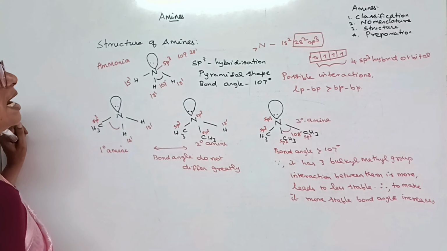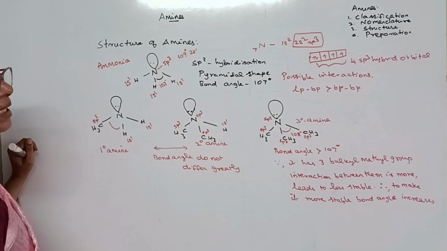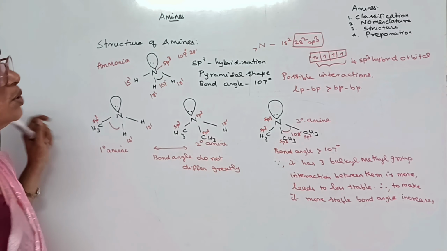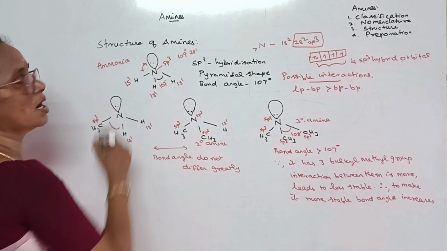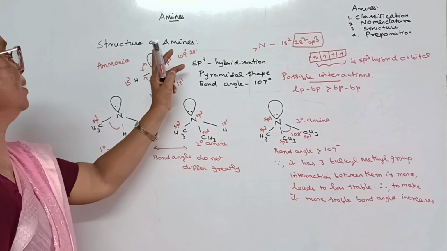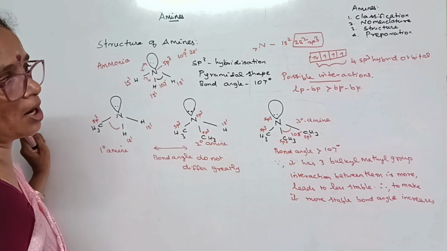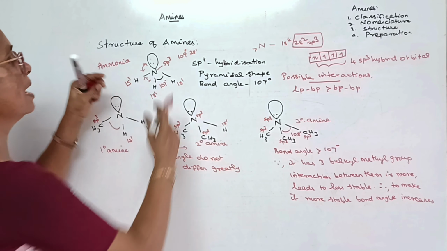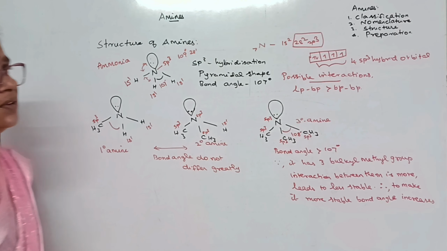Because of sp3 hybridization, the tetrahedral bond angle should be 109 degrees 28 minutes, but it is reduced to 107. Why is the bond angle reduced? This is because of the possible interaction between the lone pair and the bond pair electrons. The repulsion between a lone pair and a bond pair is greater than that between bond pairs. So, to minimize the repulsion between the lone pair and the bond pair, the bond angle gets reduced to 107 degrees.